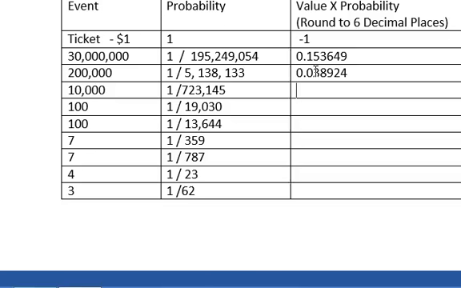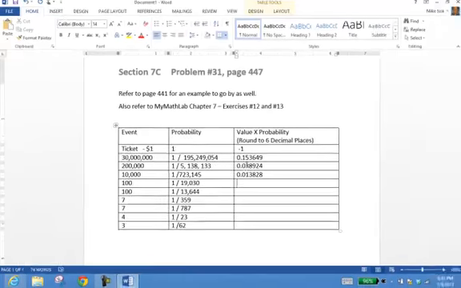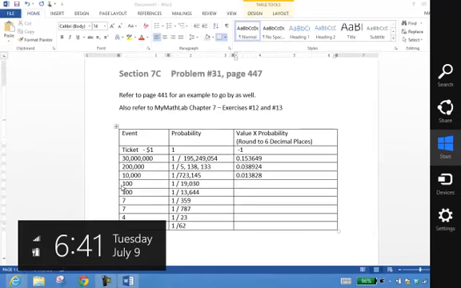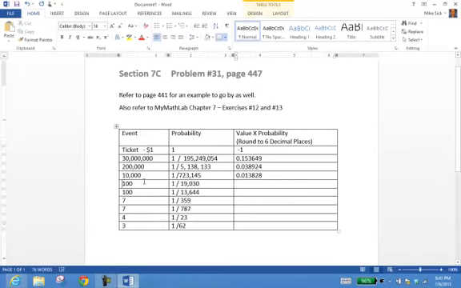10,000 times 1 divided by 723,145. And I'll go ahead and write these answers in here. Hopefully I'm getting these right, and sometimes I'll forget myself. I have to be careful. 0.013828. The next one, what am I doing? 100 times 1 divided by 19,030. I hope you're getting these in the calculator now.